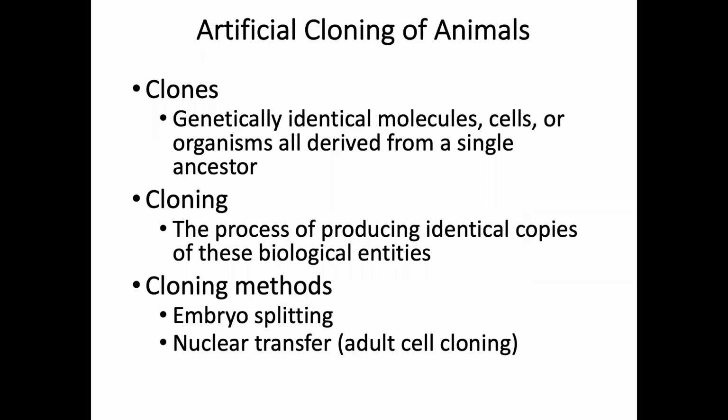We have talked a lot about gene cloning. One question is, can we clone a whole animal or even a human being? So let's first take a look at some definitions. As we discussed, clones means genetically identical molecules, cells, or organisms all derived from a single ancestor, okay? So clones are not only applied to DNA molecules, it can also refer to organisms, right? So cloning is the process of producing identical copies of these biological entities.